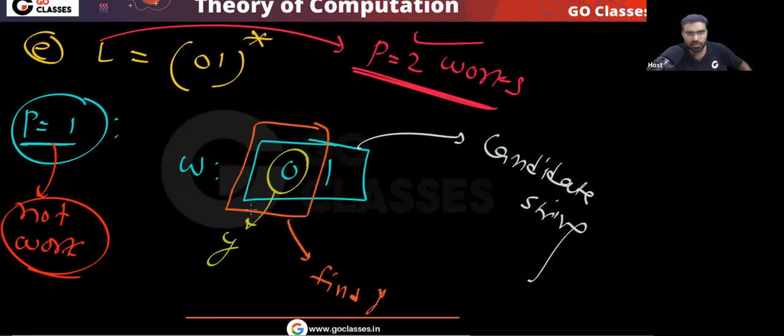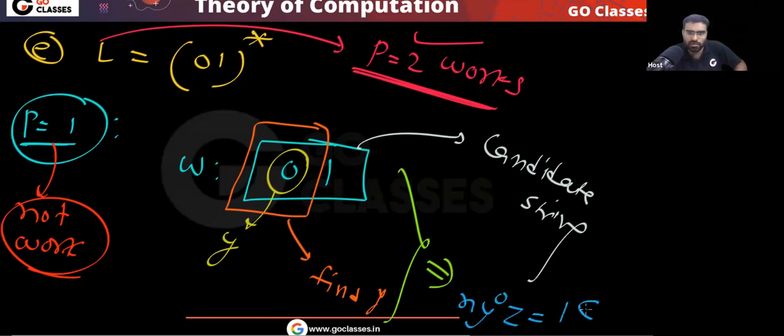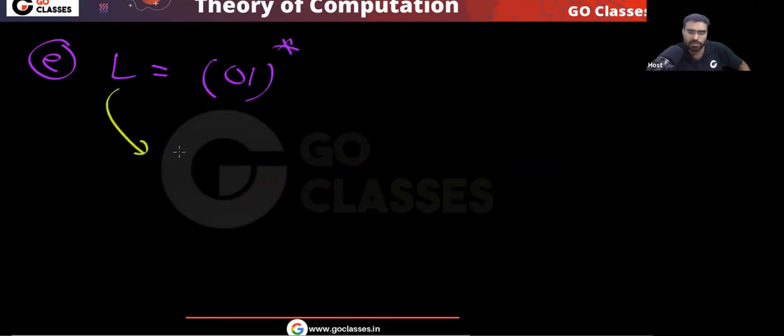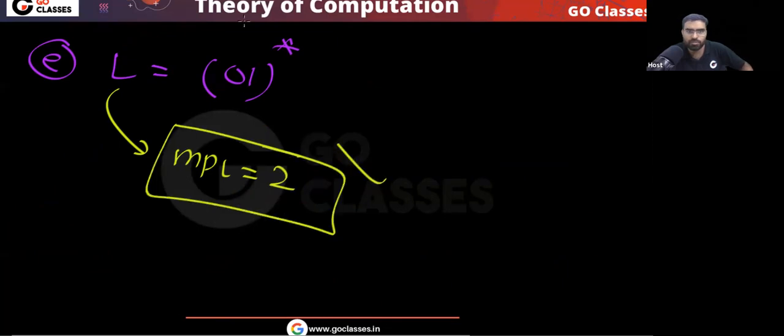Okay, so if I take y equal to 0, then where is the problem? The problem is x y power 0 z, that is equal to 1. That does not belong to the language. Okay, clear? So I can say P equal to 1 does not work. So what is the answer for this? L equal to (0,1) whole star. What is the minimum pumping length? MPL, minimum pumping length. That will be 2.